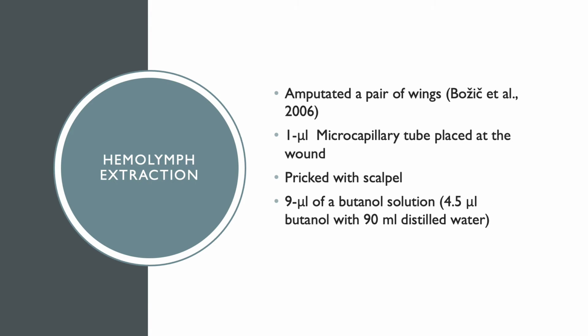Following the blood draw timer going off, the bee was placed in the freezer. Then once the bee was fully sedated, a pair of her wings were amputated. And then a 1 microliter microcapillary tube was placed at the site of the wound.